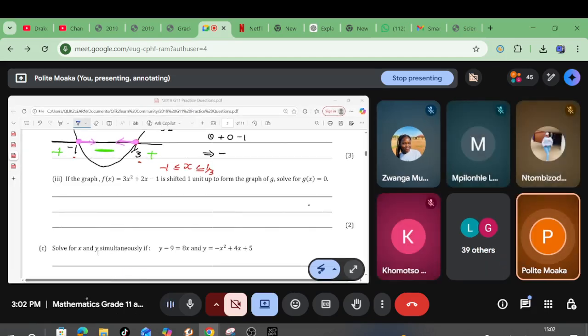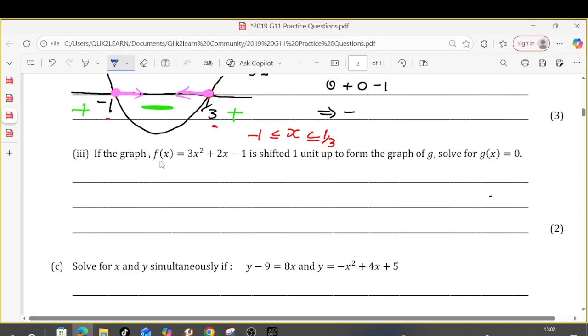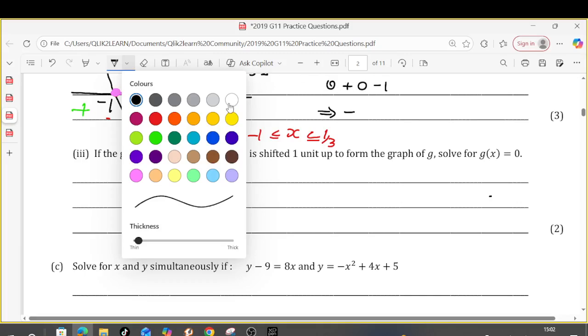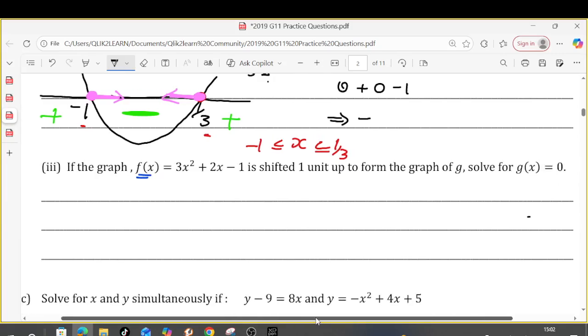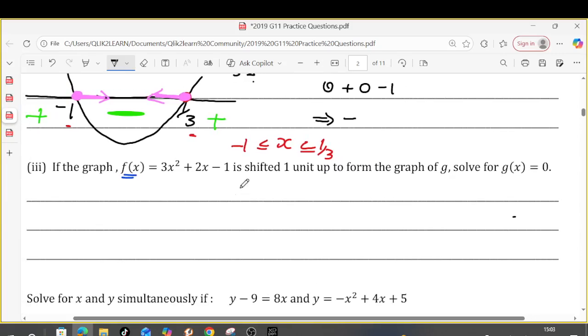So if we go back here, the graph f at x is given as 3x squared plus 2x minus 1, which is the very same equation that we were currently working on. Now let's listen to what the question is saying. They say that 3x squared plus 2x minus 1 is shifted 1 unit up to form the graph of g. Solve for g at x. They want you to write down g at x.